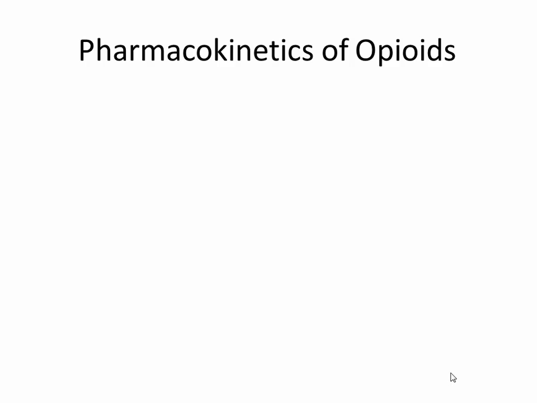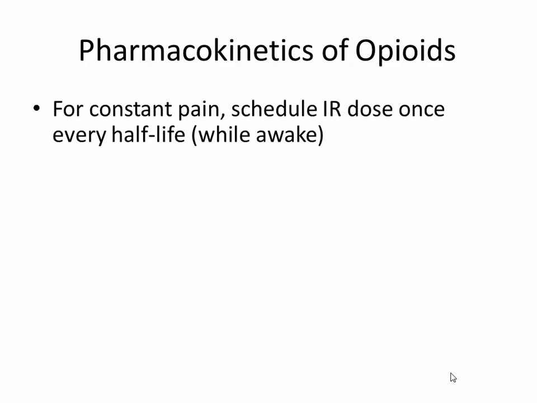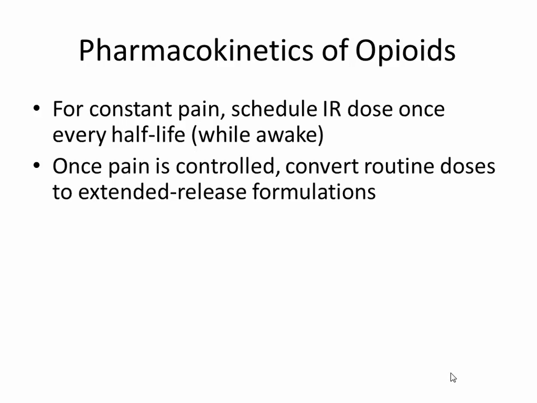Okay, so what does this mean? So you get an opioid naive patient, and let's say they have constant pain. What you would do is schedule their immediate release opioid once every half-life, so once every 4 hours while awake. Then, once the pain is controlled, you can convert these routine doses to extended release formulations. The other option is you can just go straight to extended release formulations if you know what the patient's requirement has been in the last 24 hours.